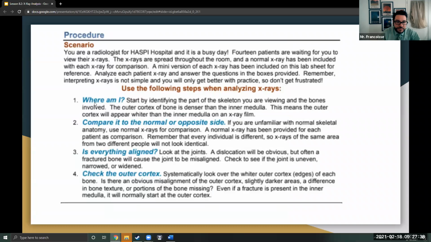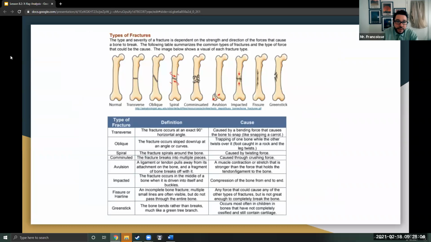All right. So these are some questions to help you out with this. I also have some more directions on the next page. But the basic idea for today is we're going to look at a series of x-rays and try to figure out: is it a fracture or is it a dislocation? So is the bone broken or is it dislocated? If it's fractured, how is it fractured? Is it a transverse, oblique, spiral, comminuted, impacted, fissure, green stick, any of these?